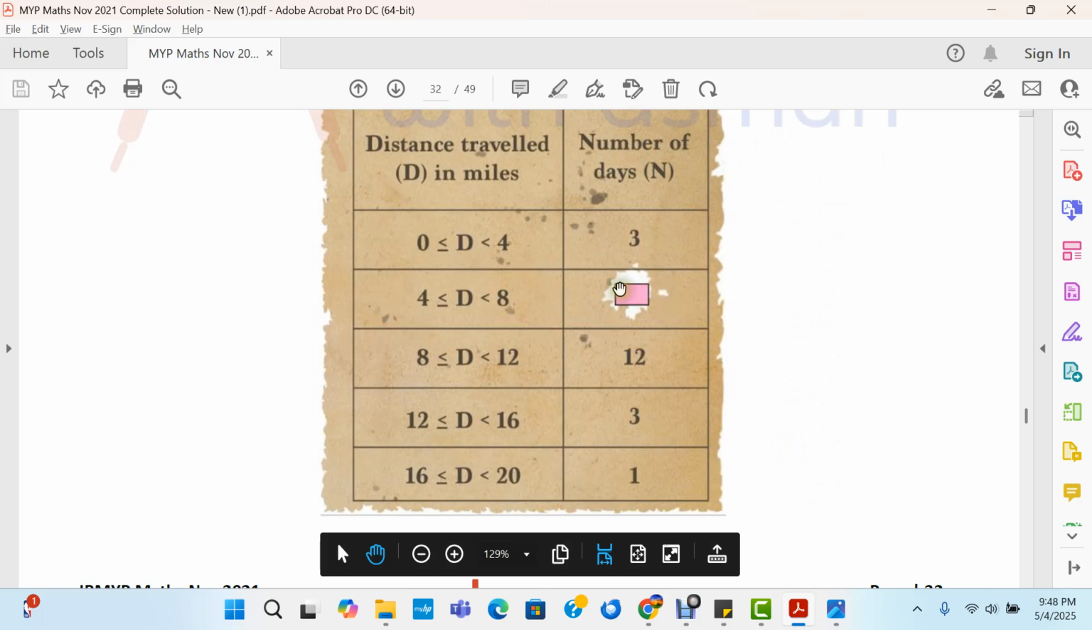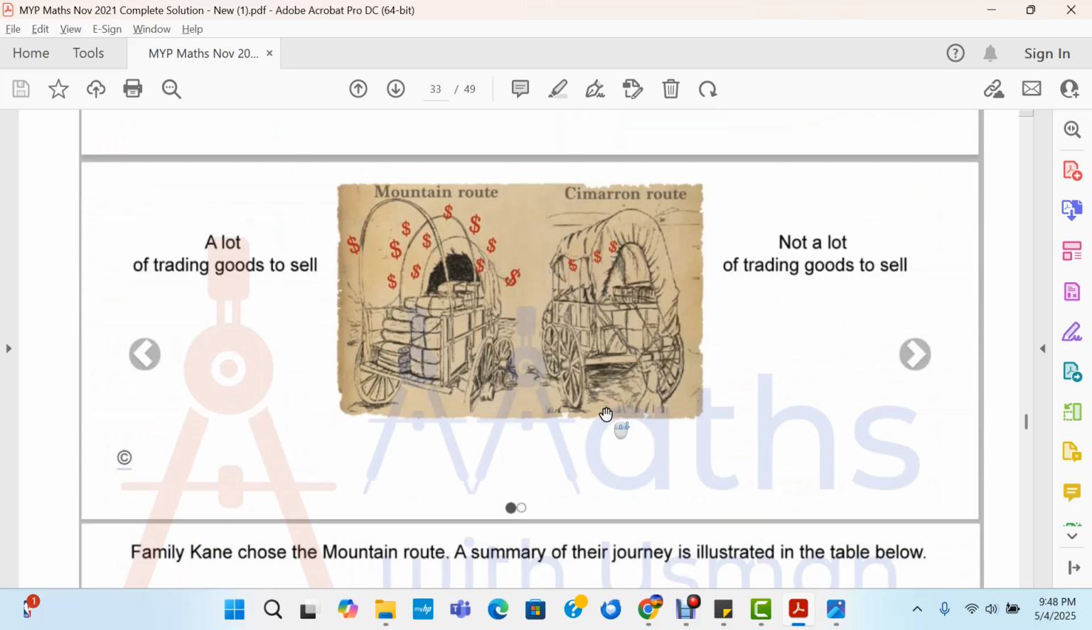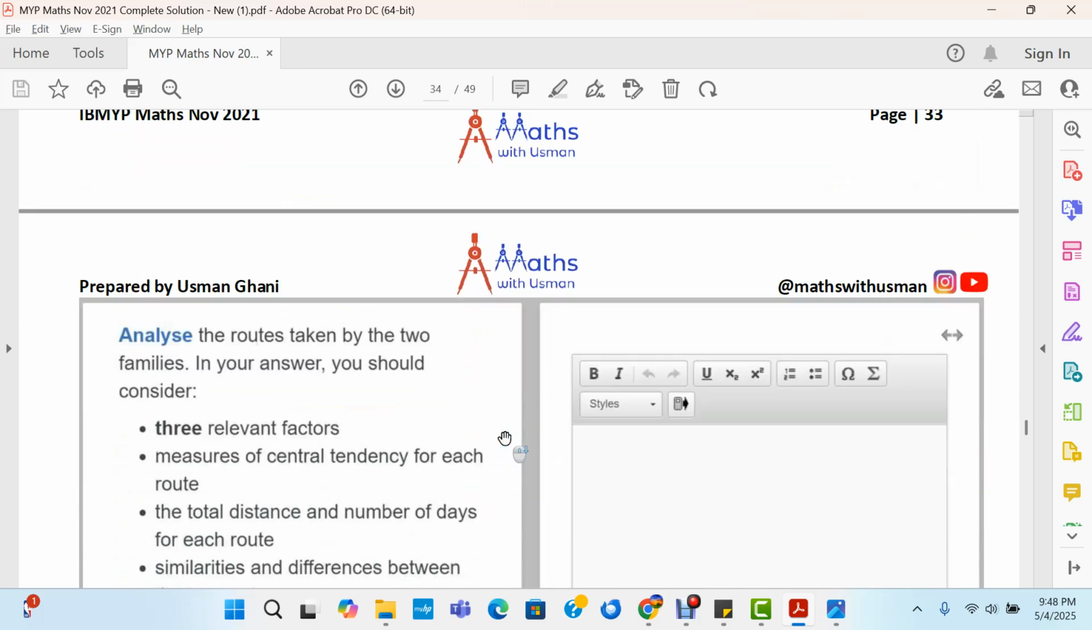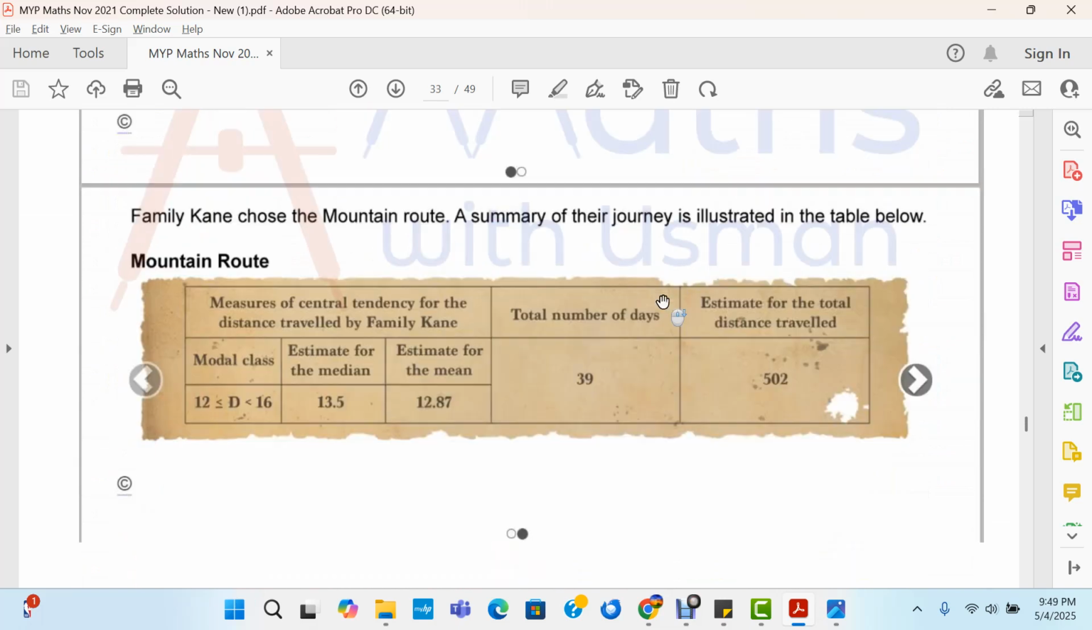Your first unknown is this box. You need to find this box, and you need to find all of these boxes to be able to attempt the calculation part of the big bullet point question. So let's first do the calculations, and then, well, let's just follow the order.